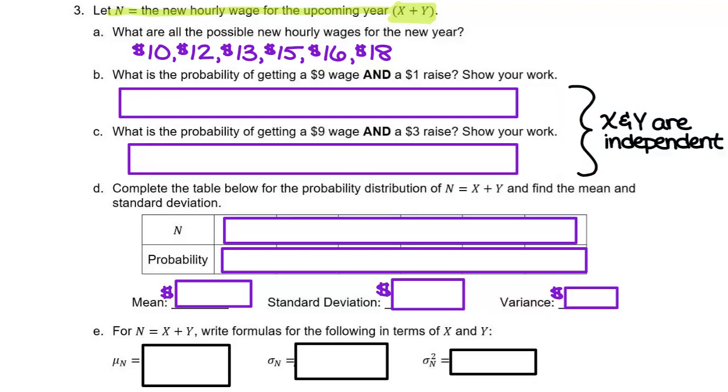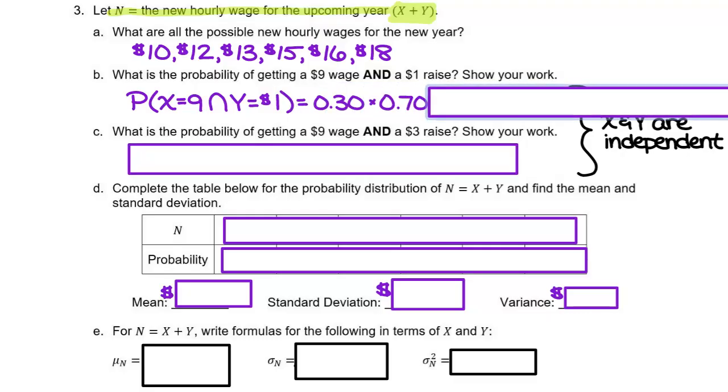Remember up above, it said that X and Y are independent. I want to calculate the probability of getting a $9 wage and a $1 raise. Think back to what we did in chapter 5. How would you calculate the probability of the and here? Multiply. What are we going to multiply together if I want the probability of 9 and a $1 raise? Probability. So tell me what numbers I'm multiplying together.